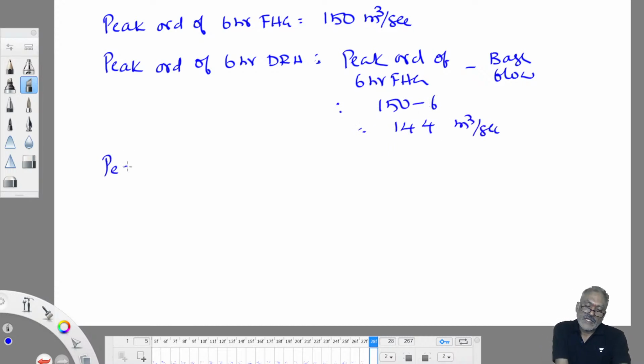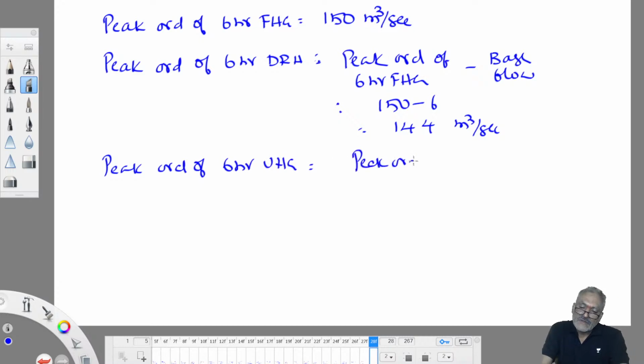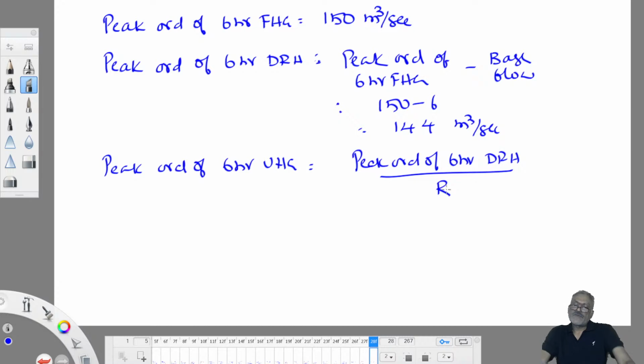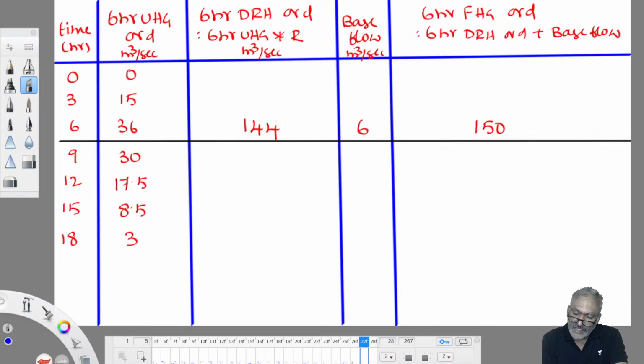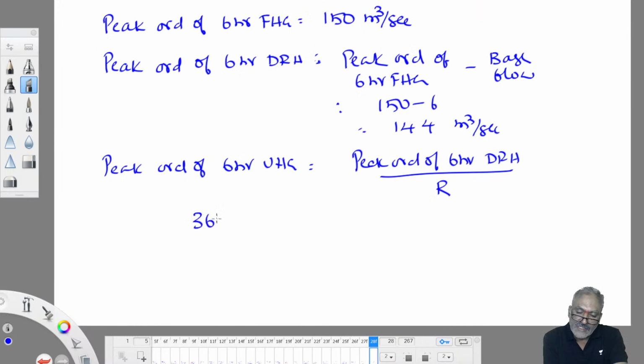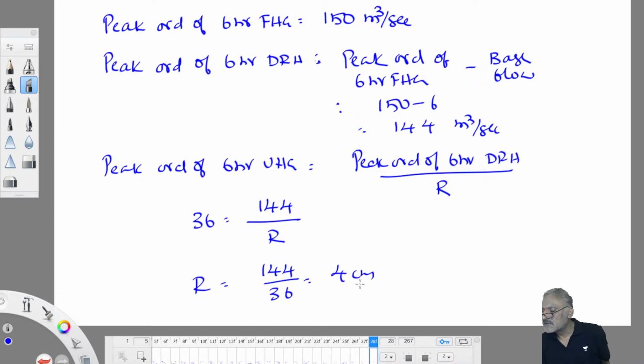Then using this, what I can find out is the peak coordinate of the 6-hour unit hydrograph, which is the peak coordinate of the 6-hour direct runoff hydrograph by R. Direct runoff hydrograph ordinates, if you divide by R, you will get unit hydrograph ordinates. This is there in the question. Among all ordinates, the peak coordinate of the 6-hour unit hydrograph is what? This is the peak coordinate, 36. So this is known as 36. The peak coordinate of the 6-hour direct runoff hydrograph, just now we got 144. Can't you work out the R value? Therefore R is equal to 144 by 36, 4 centimeter. Understood now? Deepak?